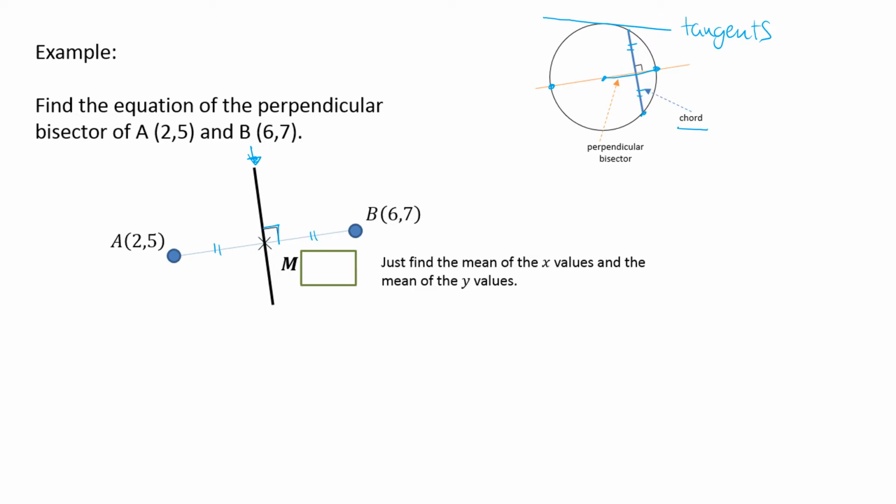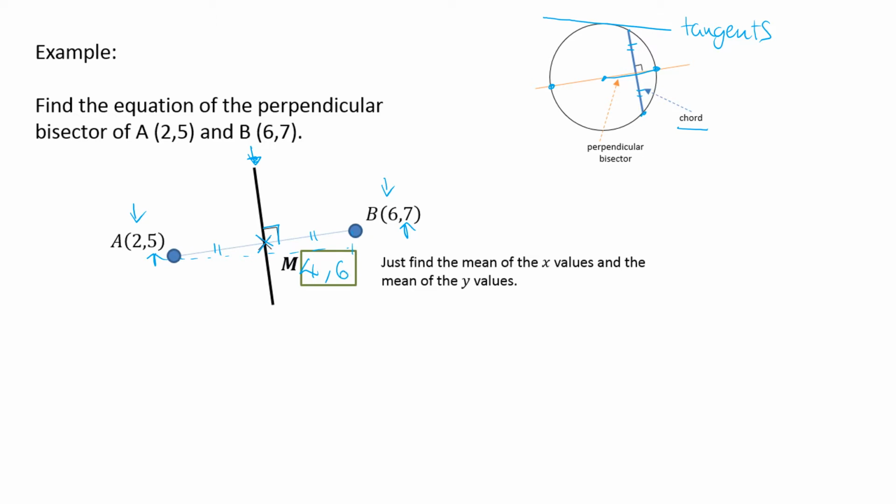So in order to find the equation of a line, we need the gradient and we need a point. So we need to find this midpoint. So thinking about going horizontally, the coordinates that are the horizontal coordinates are the 2 and the 6. If you just think on a number line, what is halfway between them, that's going to be 4. And then looking vertically, looking at the 5 and the 7, what's halfway between them vertically, it will be 6.